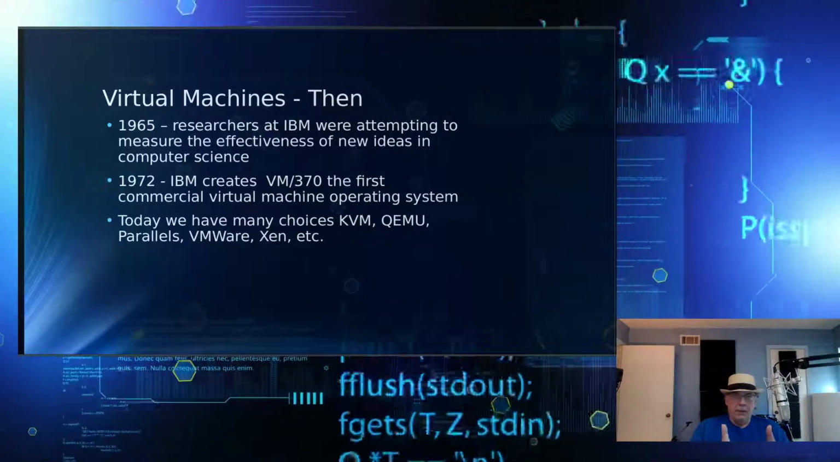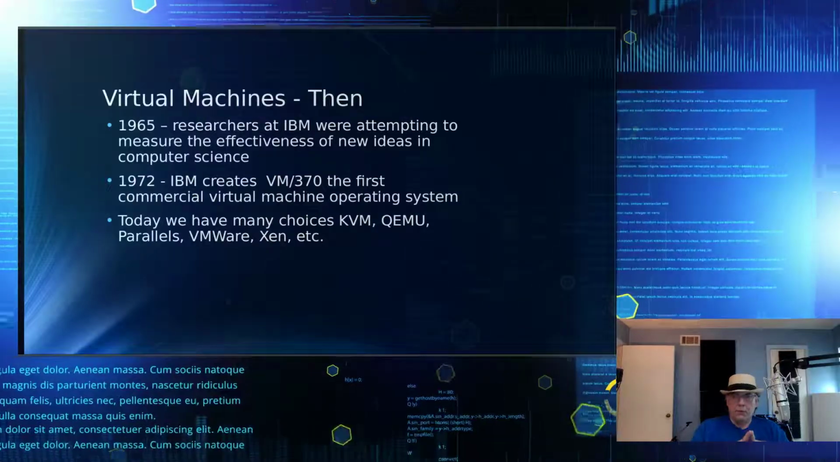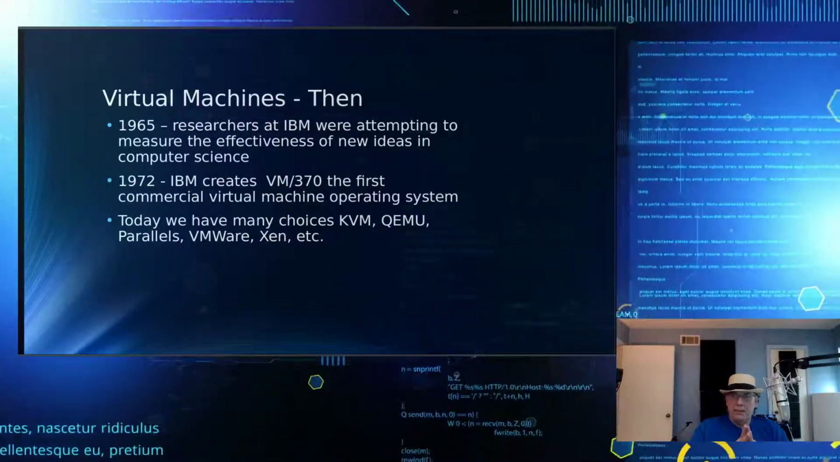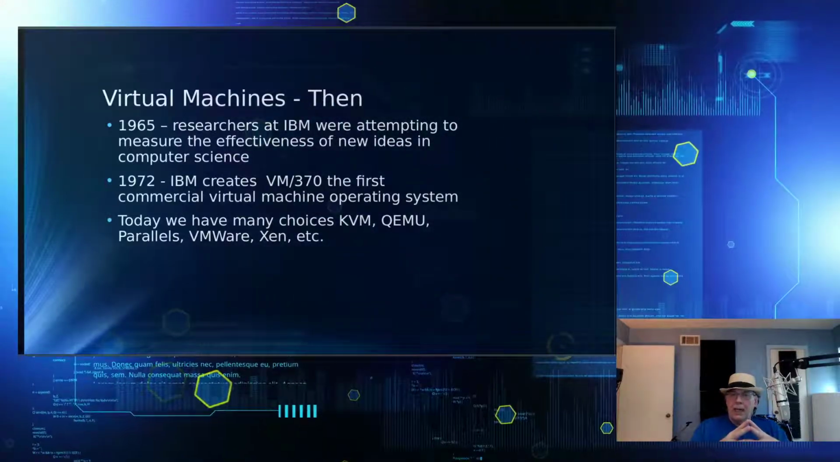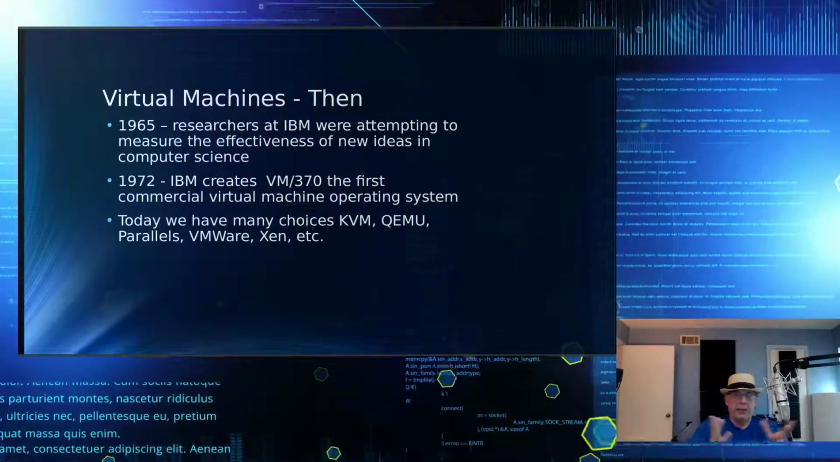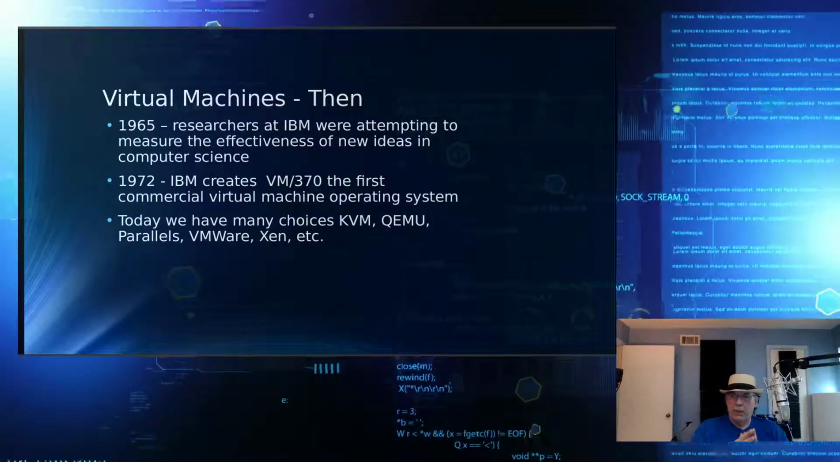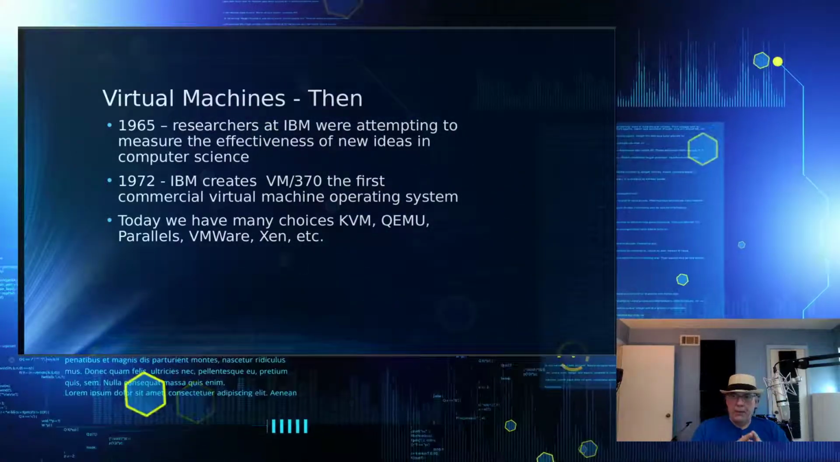IBM, of course, still manufactures mainframes to this day, and they all have some form of virtual machine operating system on them. I don't think it's called VM 370 anymore. Today, however, in the Linux and Mac and Windows world, we have many choices that we can use to deploy virtual machines, both at home and in production environments.